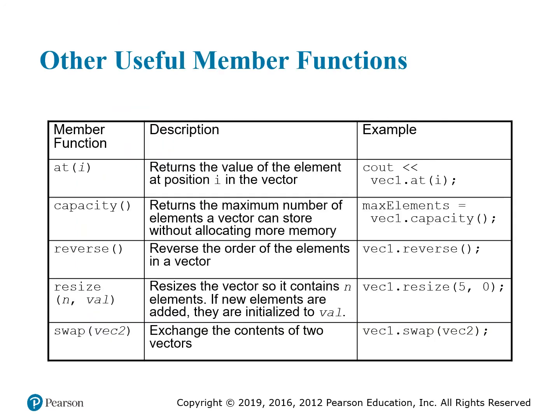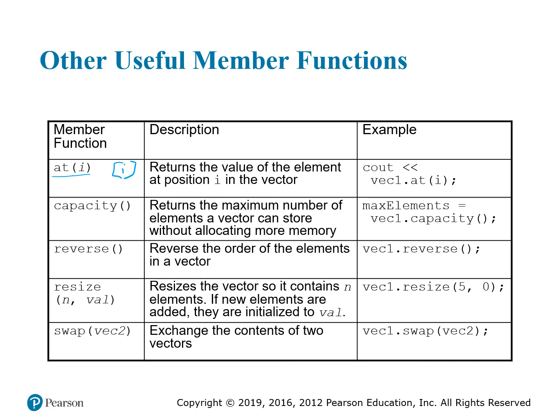Okay, there's some other useful member functions. at(i) works the same as bracket i, except it has range checking. Okay, so at(i) will actually return an error if you try to exceed the bounds of the vector. Bracket i will not. Capacity tells you not the size of the vector, but how much memory space the vector has set aside for it. So sometimes those are equal, but sometimes capacity is bigger. Sometimes the vector has set aside a little extra room so that you can add some more values to it.